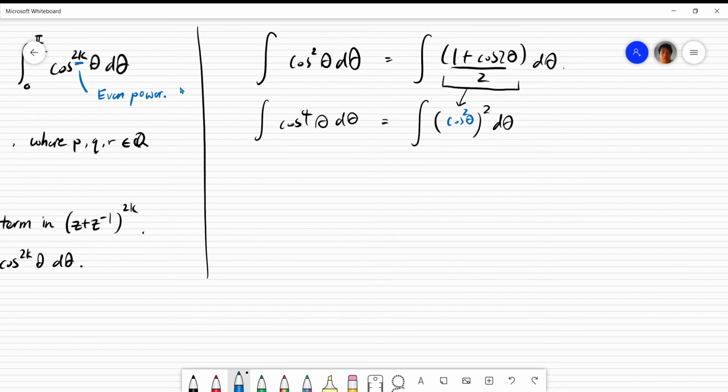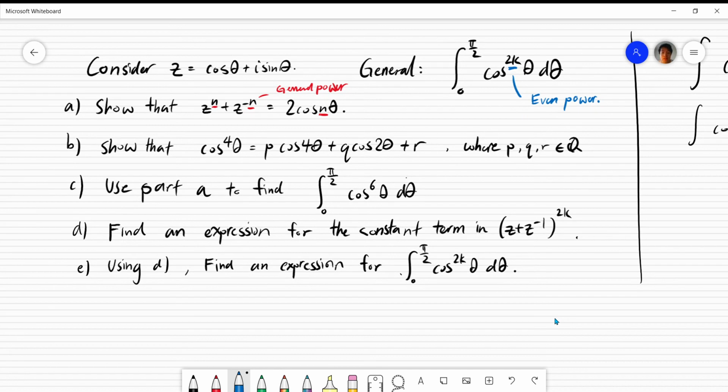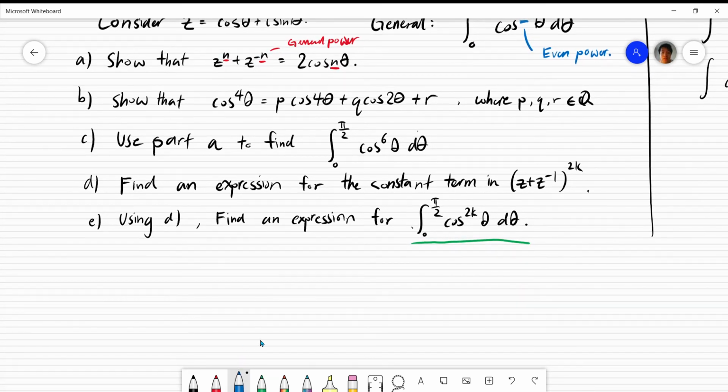So hopefully, by using complex numbers, we can arrive at a formula that will allow us to compute this integral. And we're going to do this in a number of steps, from A to E. That is our goal. We hope to achieve this. So let's get right into it. Let's start with part A.